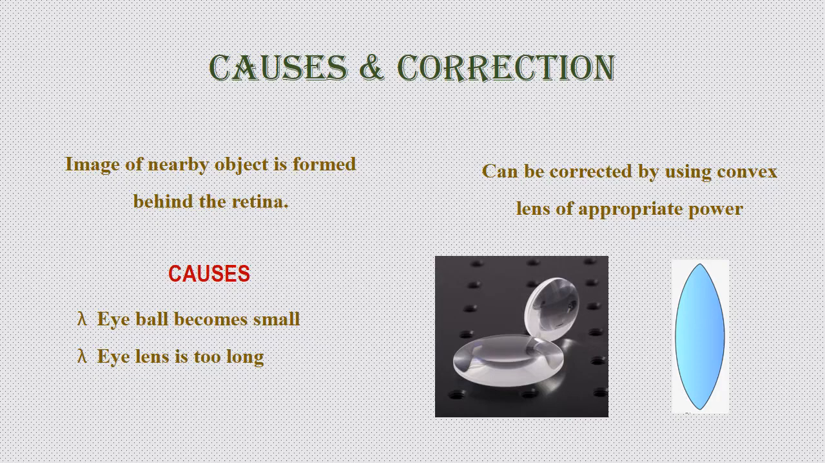Now, how can it be corrected? It can be corrected by using a convex lens of appropriate power. It's very important that you write the appropriate power or appropriate focal length.